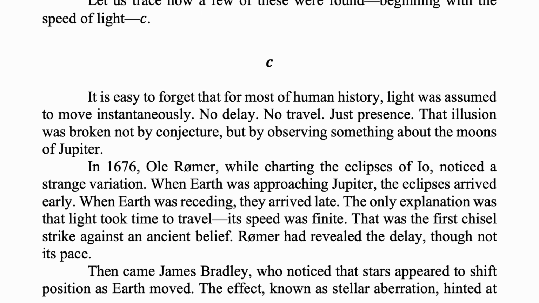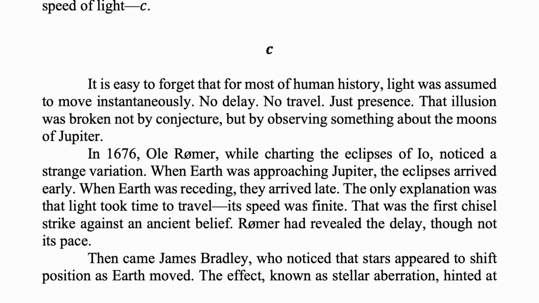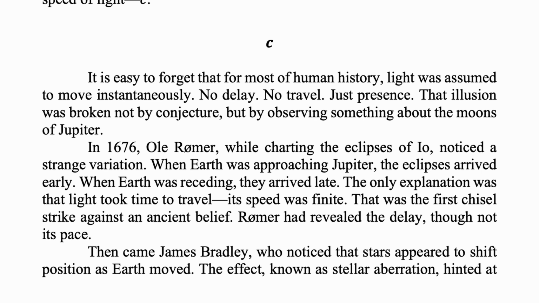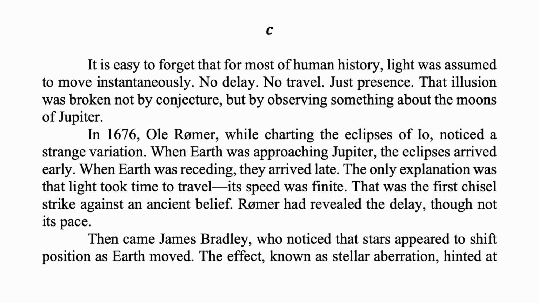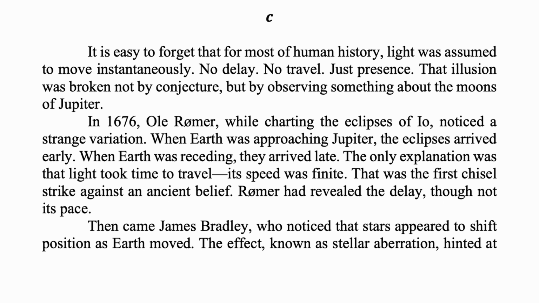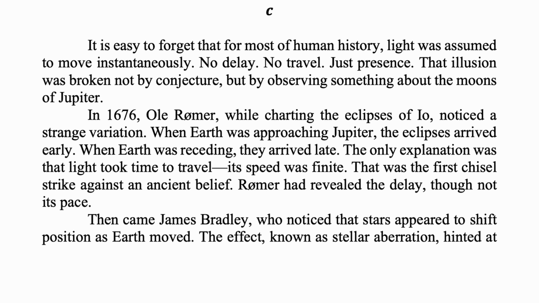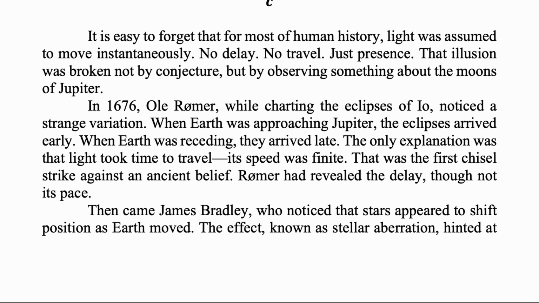In 1676, Ole Romer, while charting the eclipses of Io, noticed a strange variation. When Earth was approaching Jupiter, the eclipses arrived early. When Earth was receding, they arrived late. The only explanation was that light took time to travel. Its speed was finite. That was the first chisel strike against an ancient belief. Romer had revealed the delay, though not its pace.